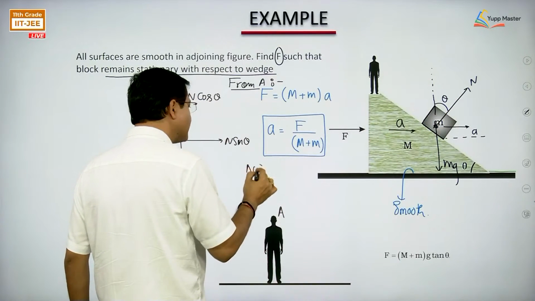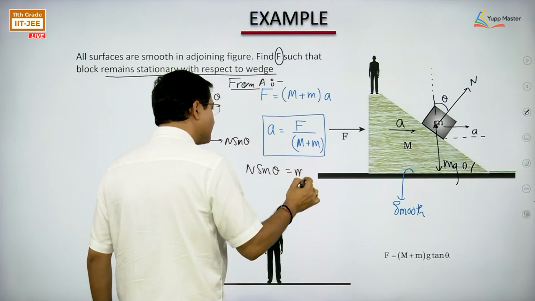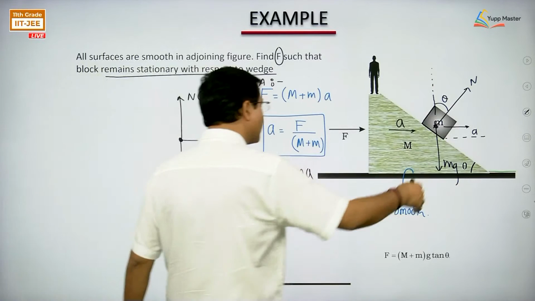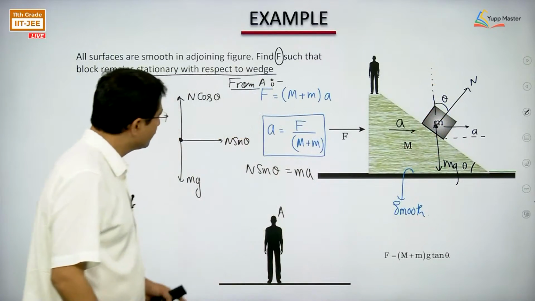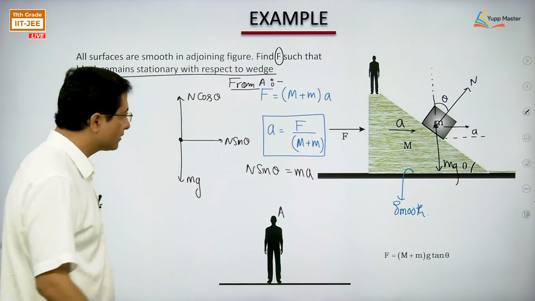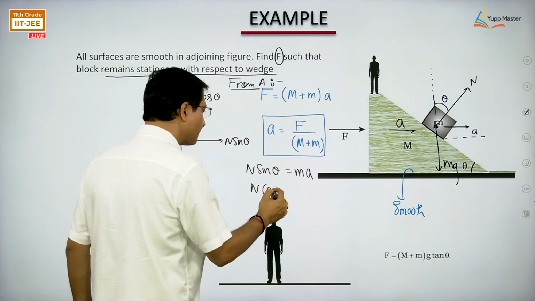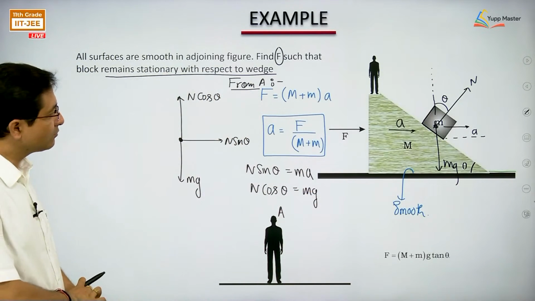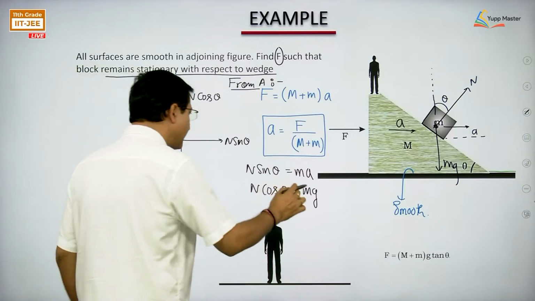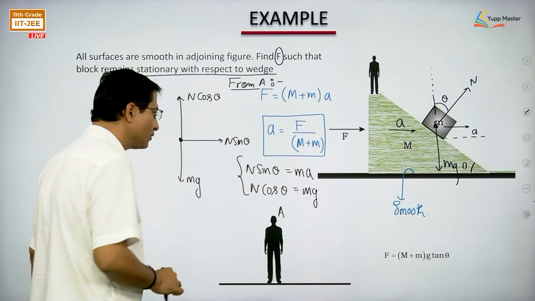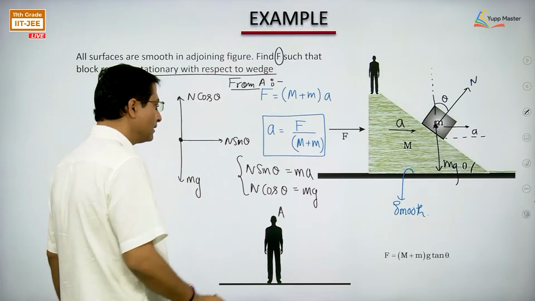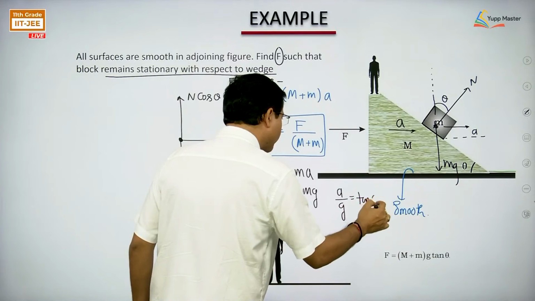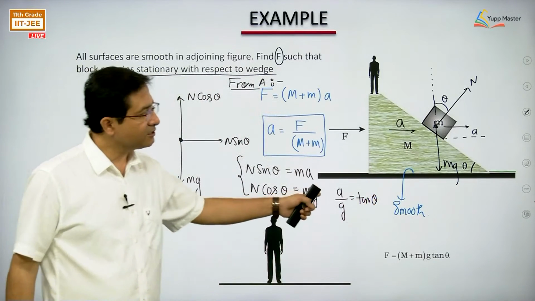So I write N sin theta is equal to mass into acceleration. Simple, right? As the block is not going in y direction, I can say its y component will balance mg. So N cos theta will balance mg. So from these two equations I can find out the relation between a and g. If I divide these two relations, I can see a by g is coming tan theta. That means a is equal to g tan theta.